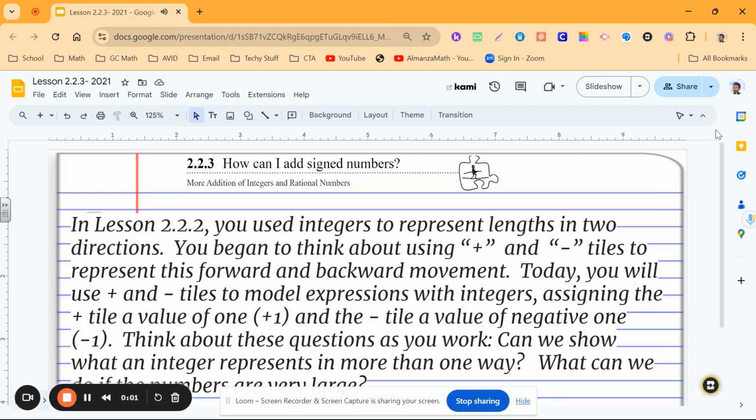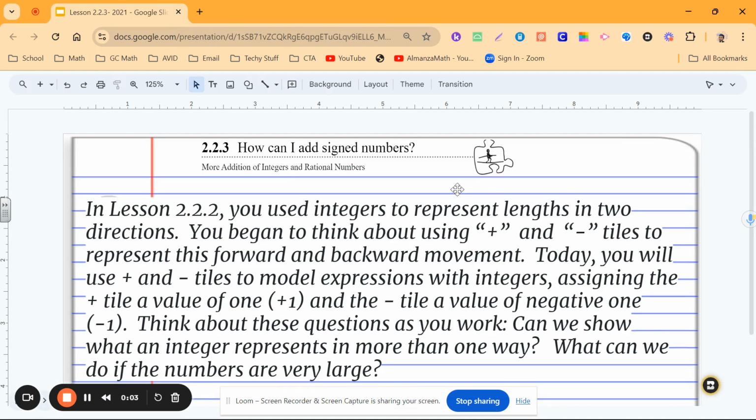All right, today we are doing lesson 2.2.3 in our book, where we're talking about using positive and negative tiles to represent forward and backward movement. We had it in one of our previous assignments where we had a bunch of pluses and a bunch of minuses talking about what value they are. So today we're going to use those two model expressions and figure out values.